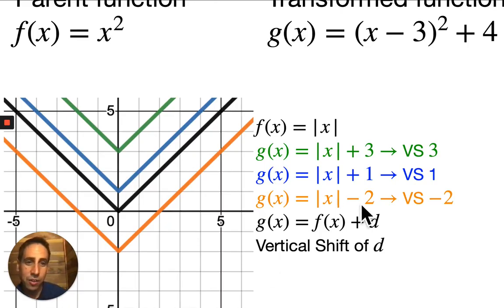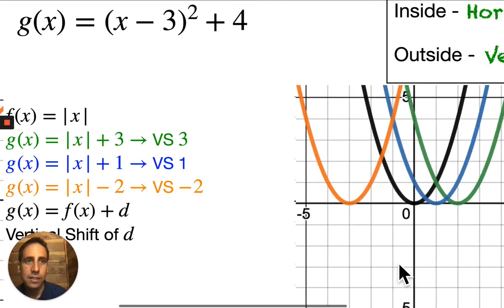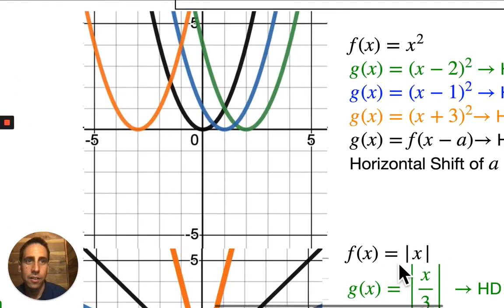All right, and then the orange one, another different transform function could be minus 2. We've seen this yesterday. That was a vertical shift of negative 2. And everything is 2 units lower. So the formula for this would be if g of x is equal to f of x, like the original parent function, and then plus some number d, that would produce a vertical shift of d. Let's take a look here.